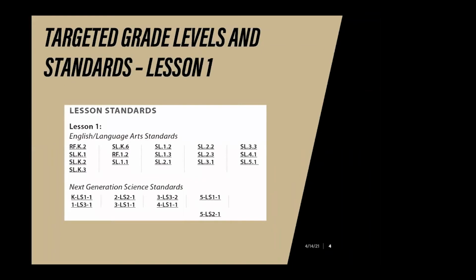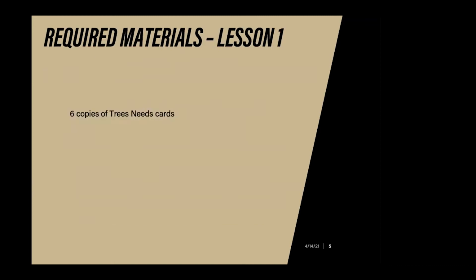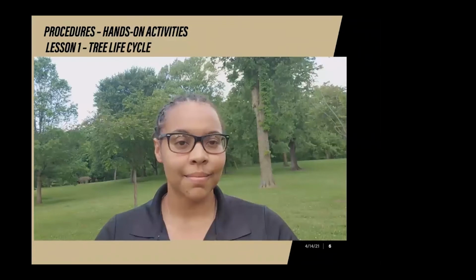And these are the standards for lesson 1. As you can see, they cover English language arts standards and Next Generation Science Standards. The required materials for lesson 1 are really simple. The only thing you need are 6 copies of the tree needs cards that are included in the packet. And now we will watch the video on the tree life cycle.